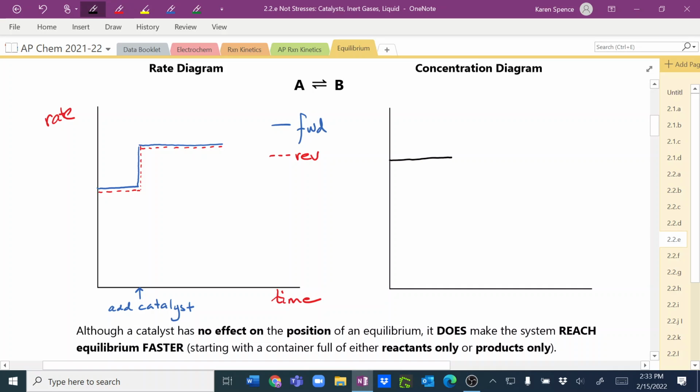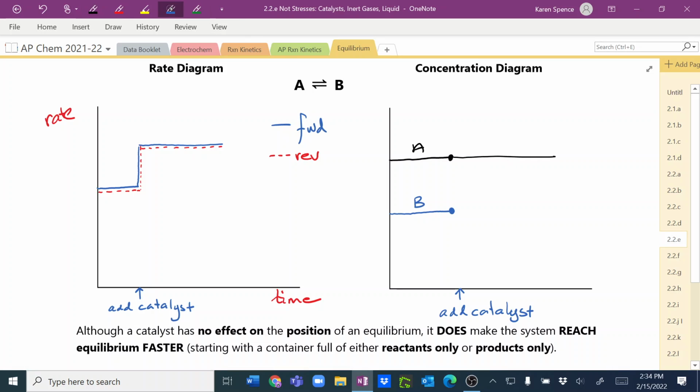Concentrations. Here's A. Here's B. And we are going to add a catalyst. What happens? Nothing. Super boring graph.